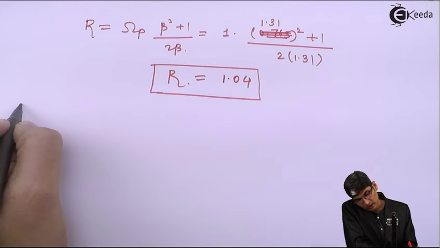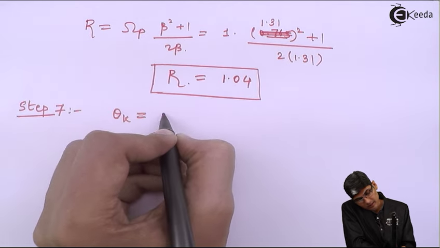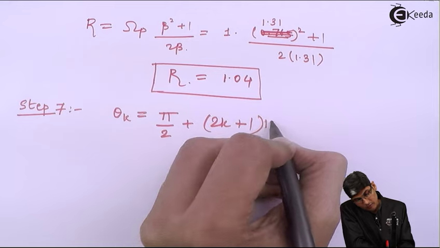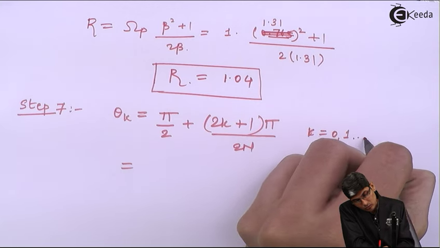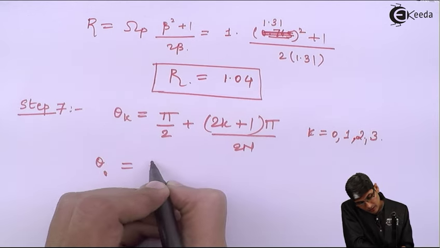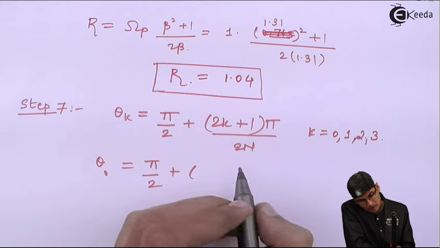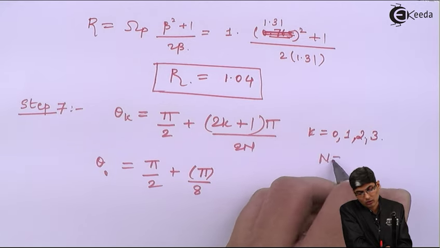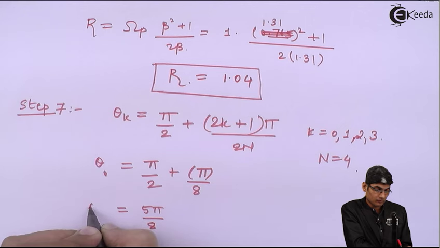Once you have found small r and you have found capital R, the next step is step 7, theta k, and theta k is given as pi by 2 plus, okay, 2k plus 1 times pi divided by 2n. So now this is for k equals 0, 1 to n minus 1, so it is 0, 1, 2, 3. So for theta 0 I will have pi by 2 plus 2k plus 1, so pi by, this will be 2 fours are 8, right, because n is equal to 4, that is the order of the filter in our case. That will come as 5 pi by 8, that is theta naught.